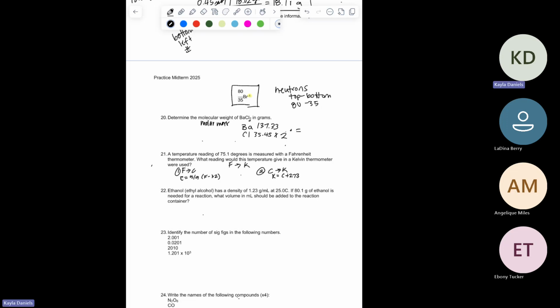All right, I get 70.9. I'm going to add that to my barium, 137.33. And I got 208.23. All right, so that's how you calculate the molar mass.